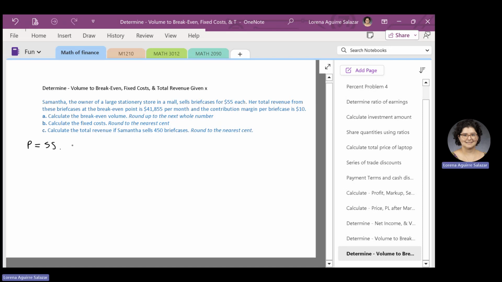Now we have that the total revenue for these briefcases at the break-even point is $41,855 per month. The total revenue of a business is the amount of money received or brought into the business from the sales of the items produced and sold during a period, in this case, per month. Total revenue is calculated by multiplying the selling price per unit, P, at which items are sold, by the number of units sold. In this case, we have Q at the break-even point. And according to what we are told, this total revenue is $41,855.